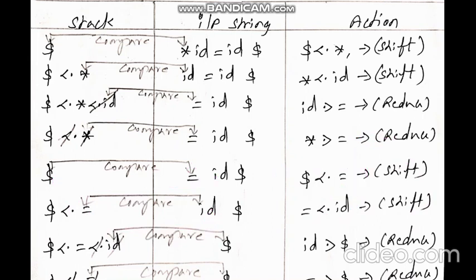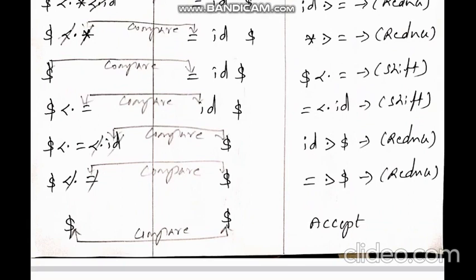So let me scroll down. Now you know very well what the next step is. I am going to perform again a comparison. ID is compared with dollar. If ID is compared with dollar, I am getting this trailing symbol. Trailing in the sense reduce. So I am reducing this part.